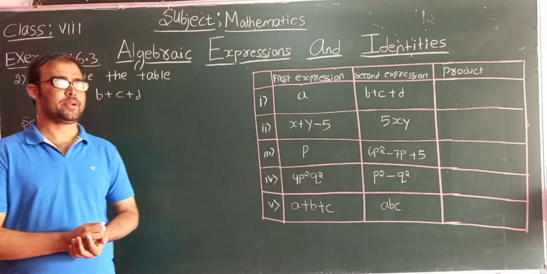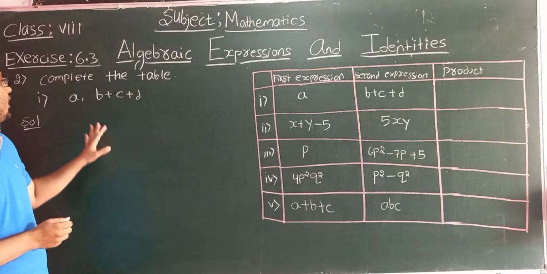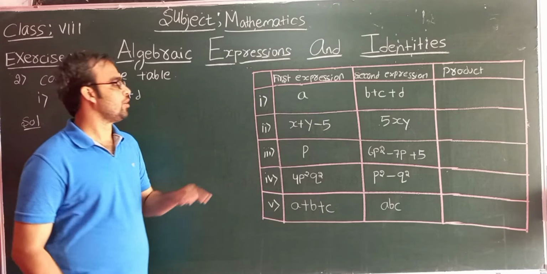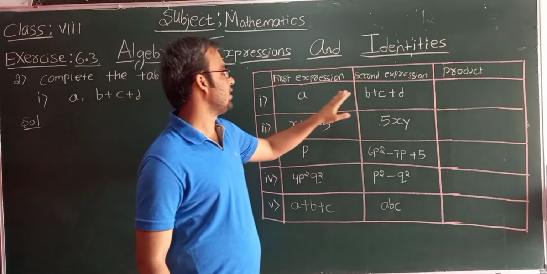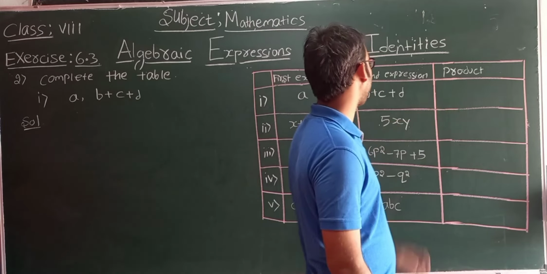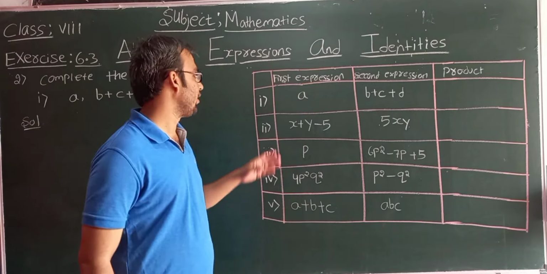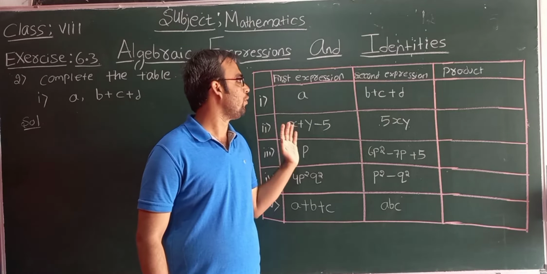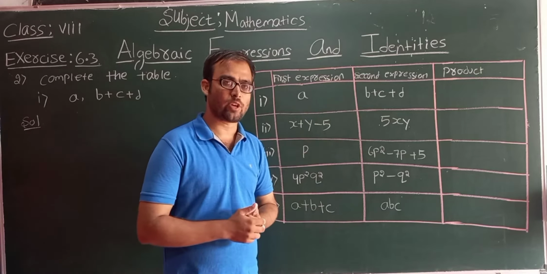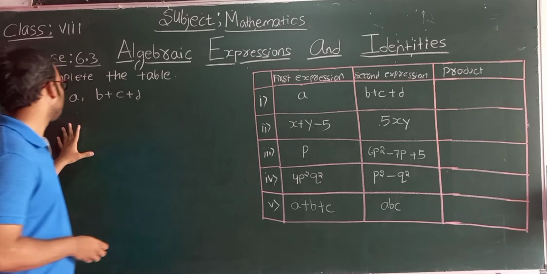Students, let us solve the second main question. Okay, so here what is given? Complete the table. Okay, so here they have given a table. In this, what is there? First expression, second expression, and product. Okay, so here students, they have given one monomial and a binomial. So what we need to do? We need to find the product of these pairs. Okay, so here let us solve the first question.